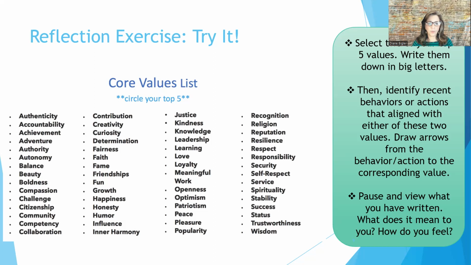So if one of your values is friendship, maybe you made some time and went to a friend's house the other night for dinner and to hang out and laugh and watch some TV together, right? That would be an example of an action that relates to your value of friendship. So after you write these down and draw the arrows, you would pause, and this is the mindfulness part, right?